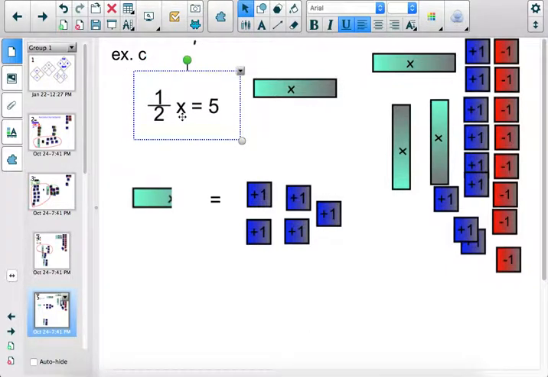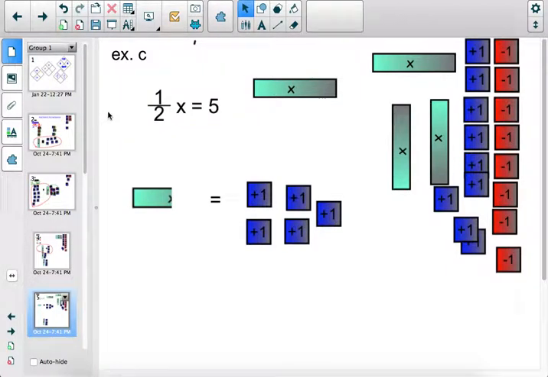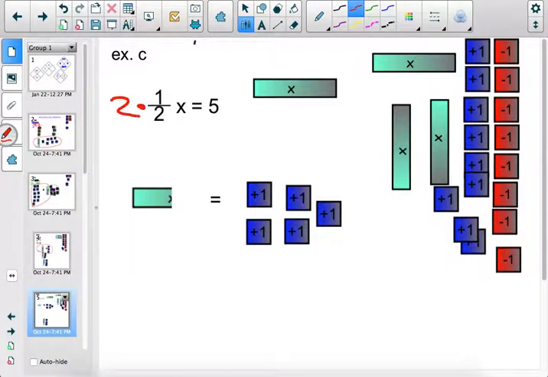Brandon? Times by 2. Yeah, you're gonna times by 2 on both sides. Let me write that. Times by 2, times by 2. If you think about it, isn't 2 times a half going to equal 1? That's my one side, like a 1 sideways. So you have 1x equals 10.